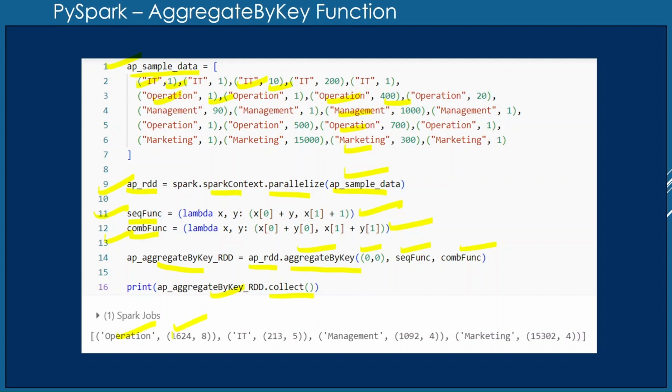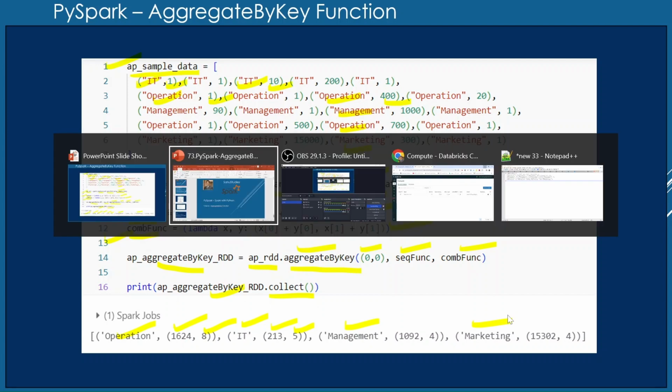So this is the total sum of the operation, and this is the number of records present when the key is operation. This is the IT, this is the total sum of the IT values, and this is the number of records present in the RDD for the key IT. Same for management and same for marketing. Okay, so let's do this exercise over Databricks.